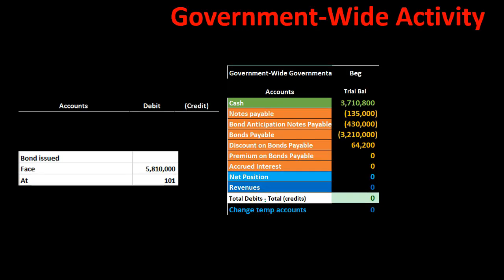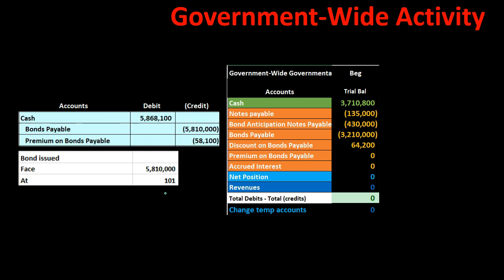Next, we're going to go back to the government-wide activity, and we're going to have another bond that we're going to issue. Now we're going to issue a bond, but this time, as opposed to having a discount, we will have a premium. We're going to issue it at 101. Compare and contrast this financing for our capital project, where we have a premium, to the bond that we had a discount in the prior item.